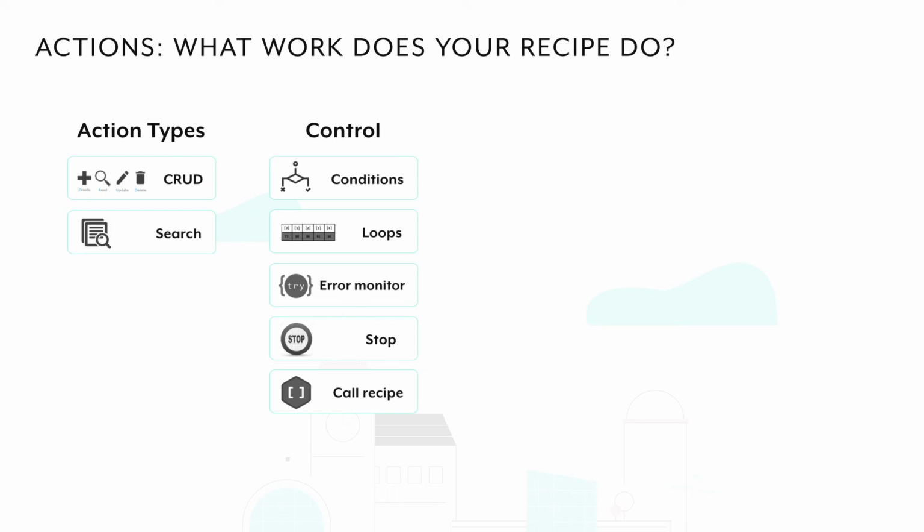Error monitor action is similar to try-catch statements and can be used to trap and gracefully handle any unforeseen errors. The stop job action ends a single job from being processed any further. And lastly, we have call recipe step, which is to call other callable recipes in your Workato account. Similar to the trigger processing, actions can process a single record or event or a batch of events.